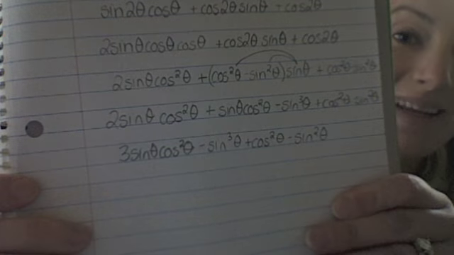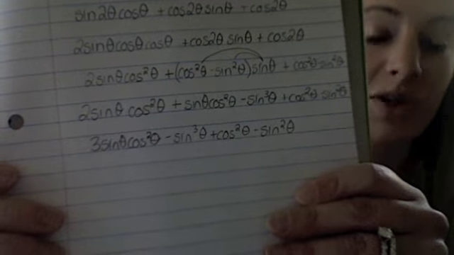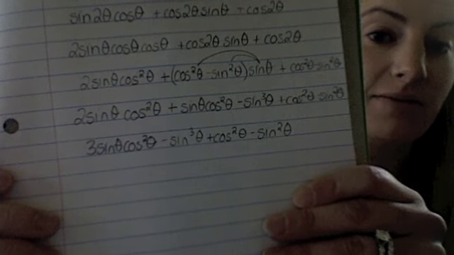And is everything in terms of sine theta and cosine theta? We have some squares, but it's always just theta. It's not 2 theta or 3 theta or anything like that. So we're done. We've done what it asked us to do. Nice job.